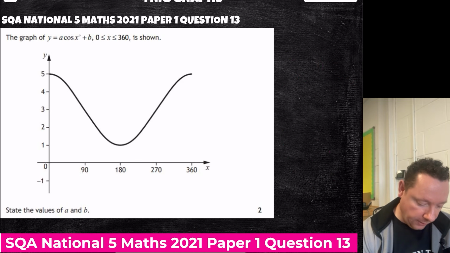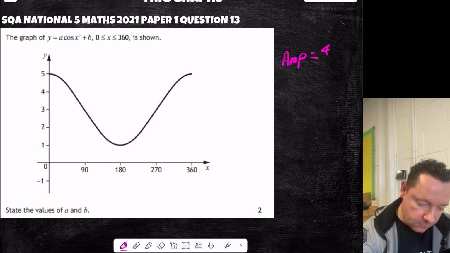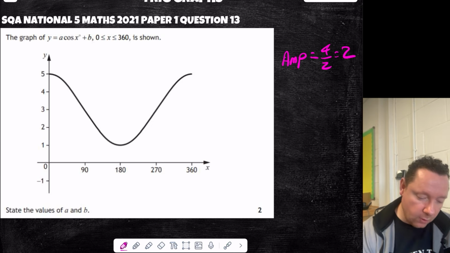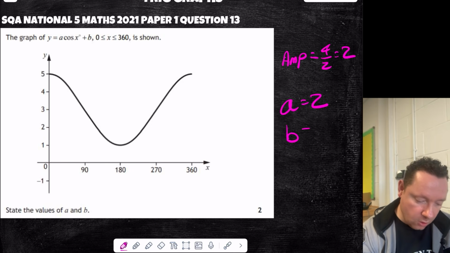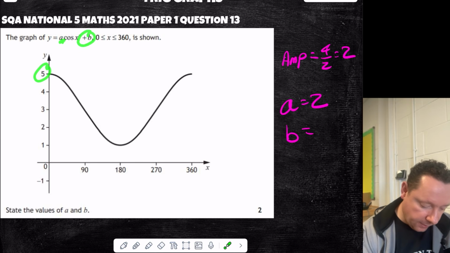The graph of A cos bx is shown. State the values of A and B. Okay, what's our amplitude? Our amplitude is, 1 up to 5 is 4. So it's 4 divided by 2, which equals 2. So we know our amplitude is 2. So that means that A equals 2. But then B is easy because I've got 2 and my max is 5. So I must be adding 3. So B is 3. 2 plus 3 equals 5. Done.